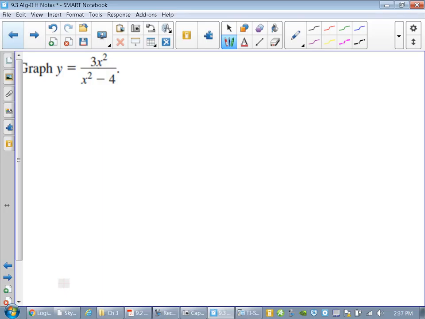So we have y equals 3x squared over x squared minus 4. And we're going to find out all of our critical stuff and get an idea of how to sketch the graph.